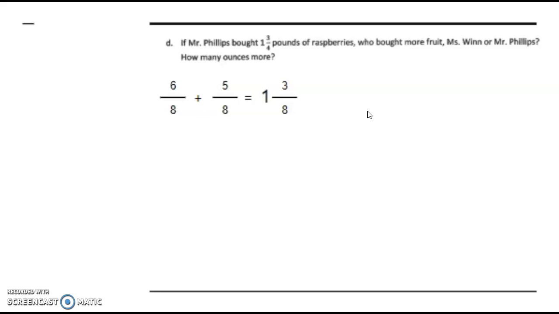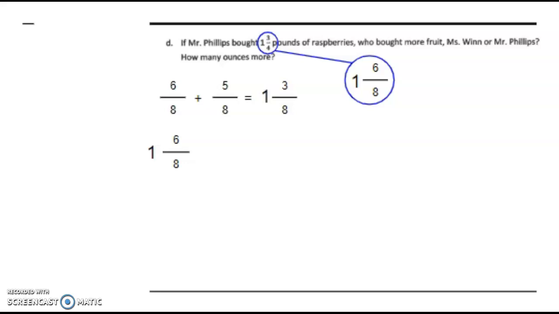So I'm going to take my number that Mr. Phillips got or bought, and I'm going to highlight that one a little bit. I'm going to change it a little bit so that way it is 6/8.